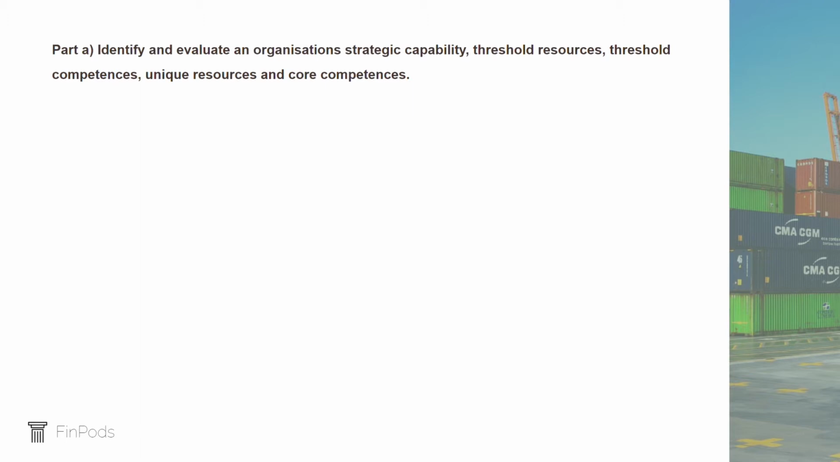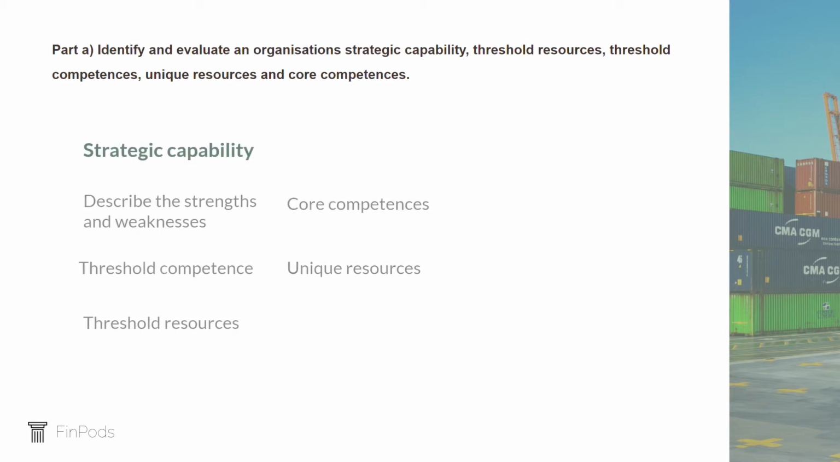Strategic capability is the term used to describe the strengths and weaknesses of an organisation. It can also be defined as an organisation's ability to survive and prosper depends on its strategic capability. This can be defined as the adequacy and suitability of its resources and competencies. As the above definition illustrates, capability is assessed in terms of competencies and resources. Competencies and resources can be classified as either threshold or unique.